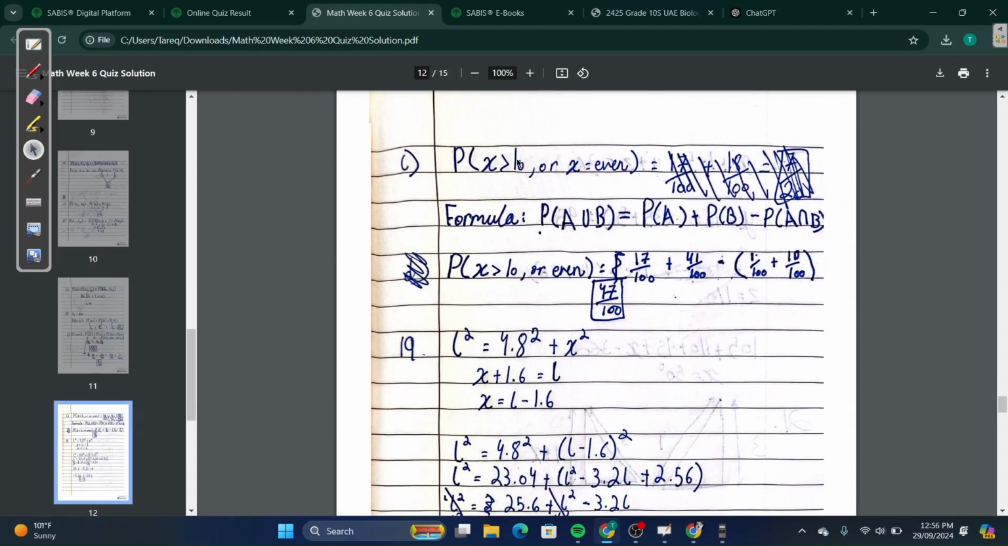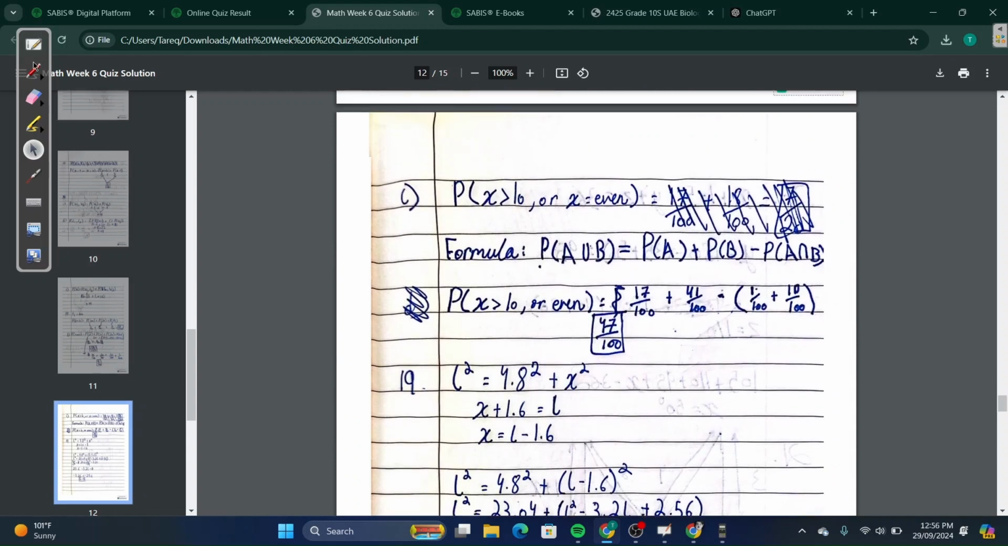And then here is where you apply a formula. P(A or B), so this "or" means union. The probability of an event A union the event B is equal to the probability of A plus the probability of B minus the probability of A intersection B. Why do you need the minus probability of A intersection B? Because you don't want to double count them. For example, the number 100, we're going to see this later. 100 is even. So you're going to add this in the probability of A, right?